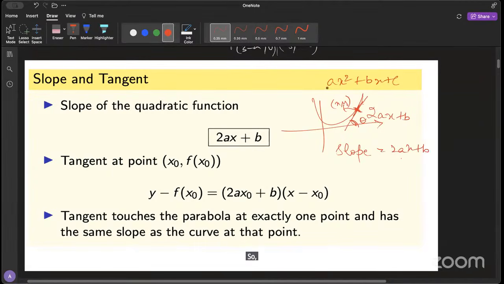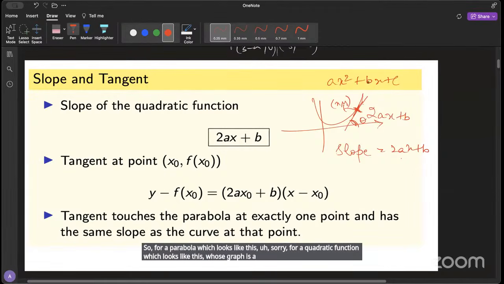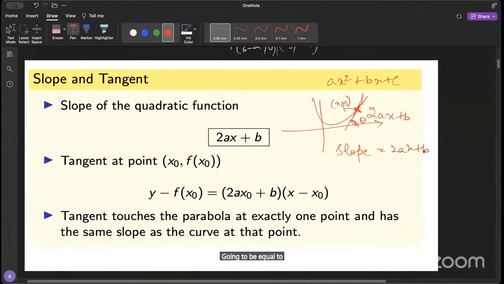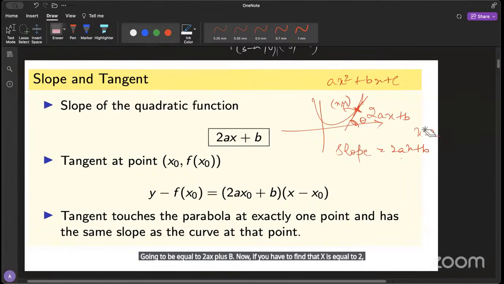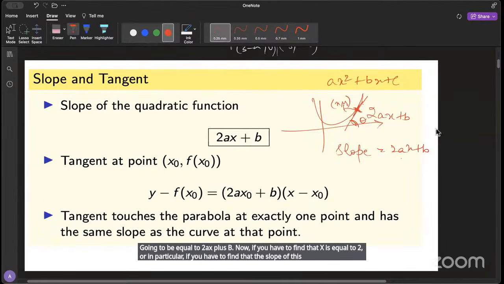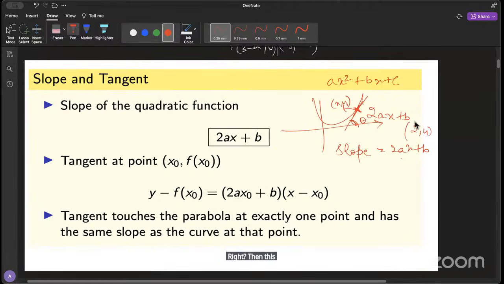So for a quadratic function which looks like this, the graph is a parabola, ax square plus bx plus c, the slope is going to be equal to 2ax plus b. Now, if you have to find the slope of this at, let's say, the point 2 comma 4, then you put 2 here and you will get the slope. That's it. So that's for the slope.